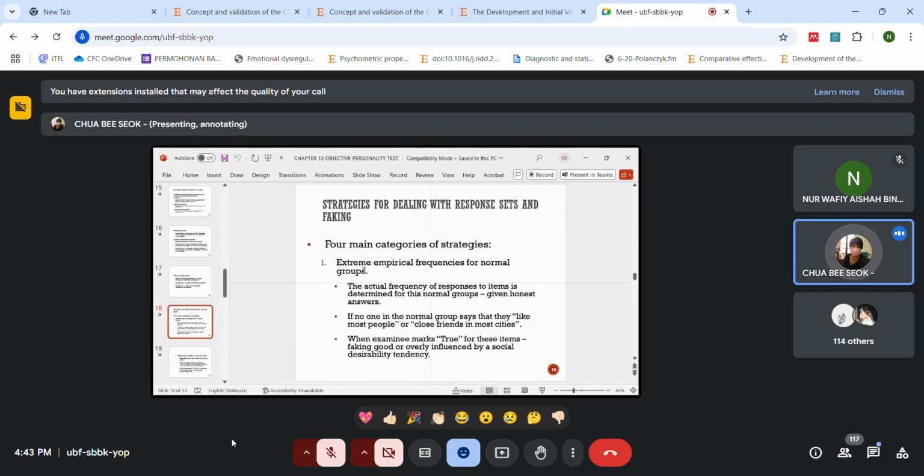Then what are the strategies? There are four main categories of strategies here to control or overcome all those problems that plague personality tests. The first one is extreme empirical frequency for a normal group. For this one, you can put in one or two questions here. So what to do? Extreme frequency.